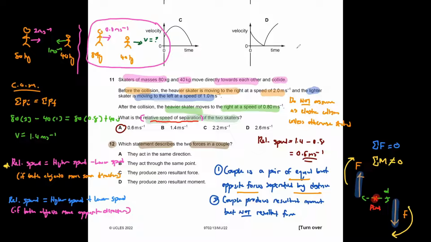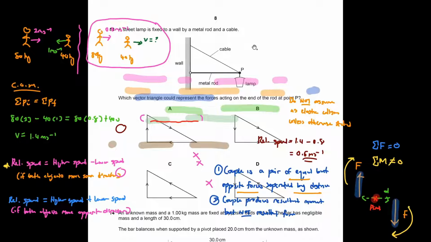Okay, so you look at the answer choices. They act in the same direction. This one is out. It must be opposite direction. They act through the same point. This one is also out. If they act through the same point, that means there's no separation between them. There's not a couple. You must have some distance between them. Okay. They produce 0 resultant force. This is actually correct. They produce 0 resultant moment. This one is wrong. Okay. So the correct statement here is actually C.